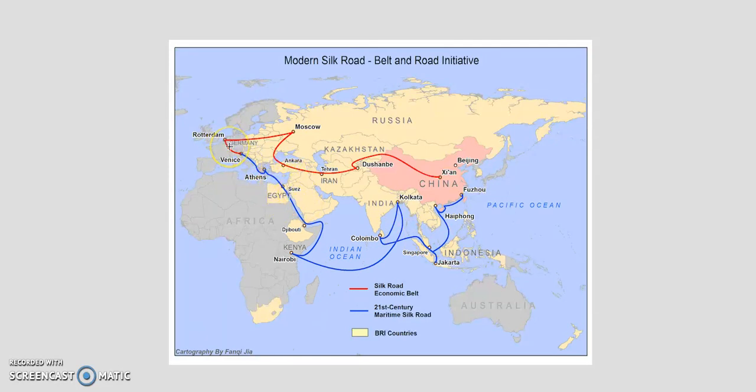The countries involved in BRI have been labeled in yellow. As China is the initiator, it was labeled in pink. There have been many infrastructure projects and economic plans in BRI.